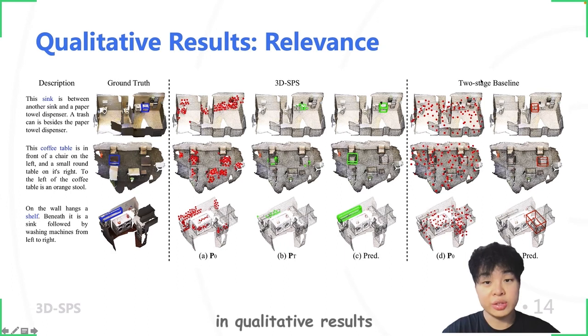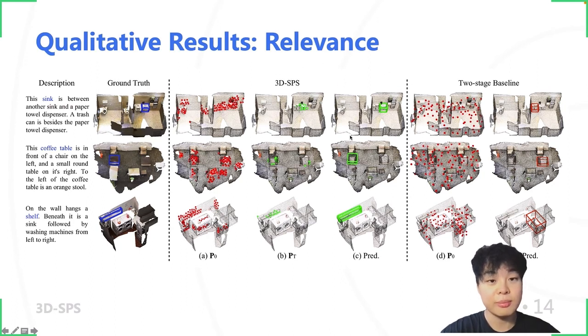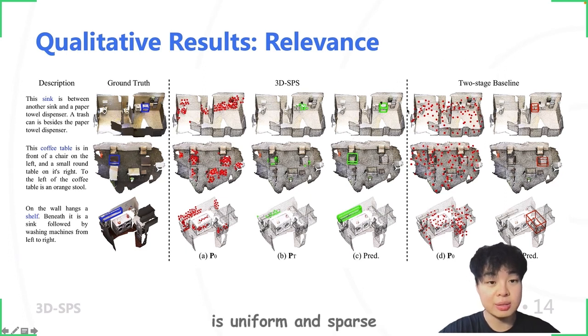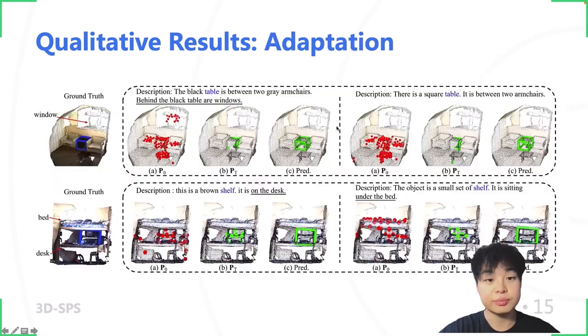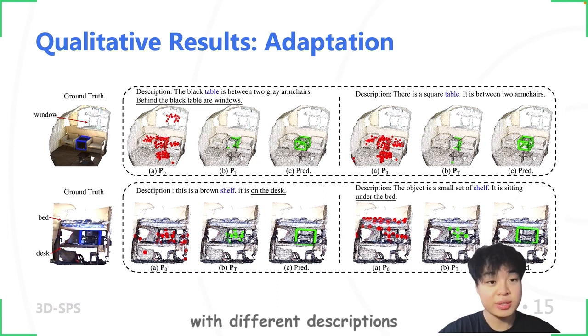In the qualitative results, we found that 3D SPS can sample points on the objects mentioned in the text and gradually focus on the target objects, while the attention of the two-stage method is uniform and sparse. We also found that 3D SPS can select different key points for the same target with different descriptions.